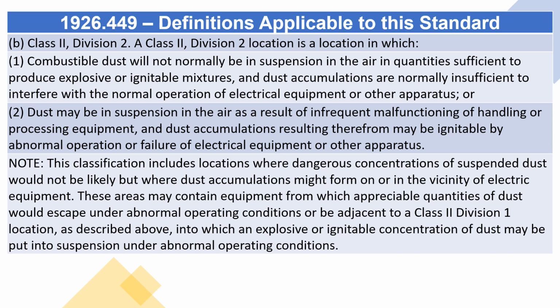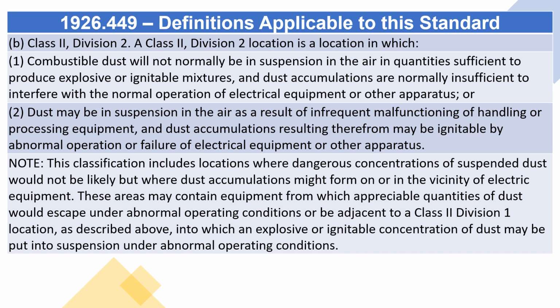B. Class 2, Division 2. A Class 2, Division 2 location is a location in which 1. Combustible dust will not normally be in suspension in the air in quantities sufficient to produce explosive or ignitable mixtures, and dust accumulations are normally insufficient to interfere with the normal operation of electrical equipment or other apparatus. Or 2.